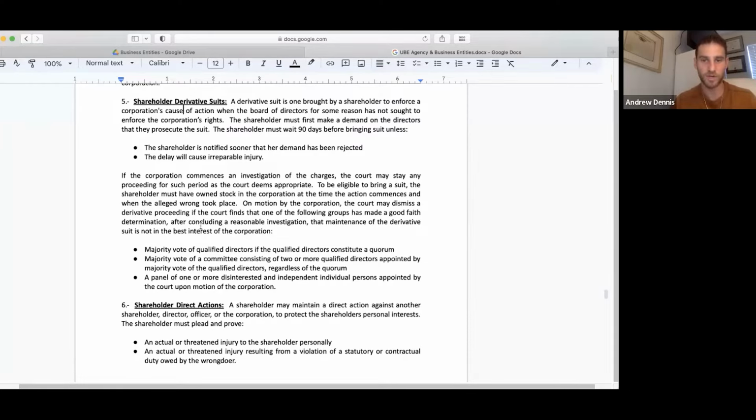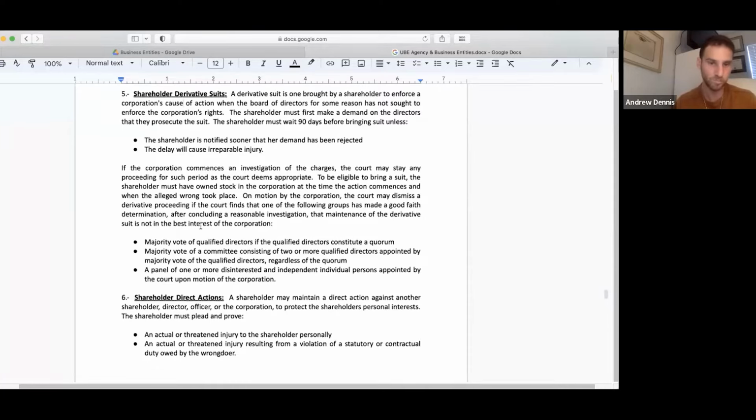On motion by the corporation, the court may dismiss a derivative proceeding if the court finds that one of the following groups has made a good faith determination, after conducting a reasonable investigation, that maintenance of the derivative suit is not in the best interest of the corporation. A majority vote of qualified directors, if the qualified directors constitute a quorum. A majority vote of a committee consisting of 2 or more qualified directors appointed by a majority vote of the qualified directors, regardless of the quorum. Or a panel of 1 or more disinterested and independent individuals appointed by the court upon motion of the corporation.